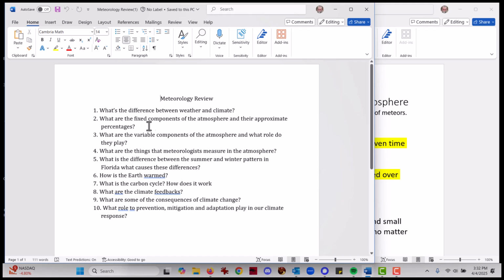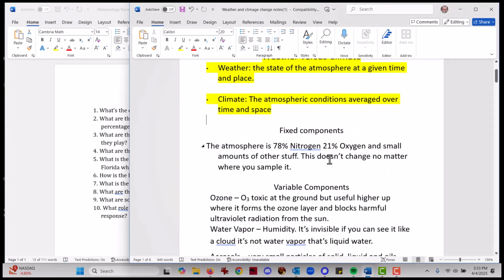Okay, so then we turn our attention to the atmosphere itself and what it is made of. There's two different things we have here: fixed components that don't change and variable components that do change. The fixed components are the gases that we think about being in the atmosphere, and here they are right here. Mostly nitrogen, so about 78% nitrogen, 21% oxygen, and then a bunch of other little stuff, carbon dioxide, argon, etc. The main thing I want you to know here is that it is mostly nitrogen, not oxygen. So just keep that in mind.